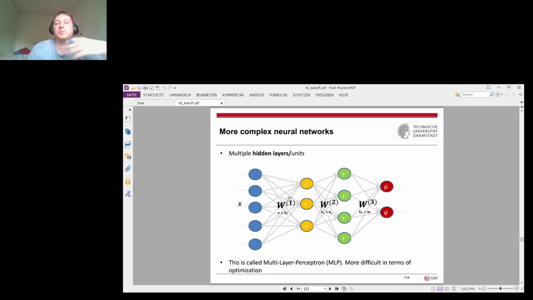Basically, the idea is one stacks different perceptrons together, and if one does that, one has a multi-layer perceptron. It's a perceptron with multiple layers. This is more difficult in terms of optimization. So we cannot just use our standard algorithm that we have seen before, but we would have to do a more complicated approach. And this we will see in lecture 3.